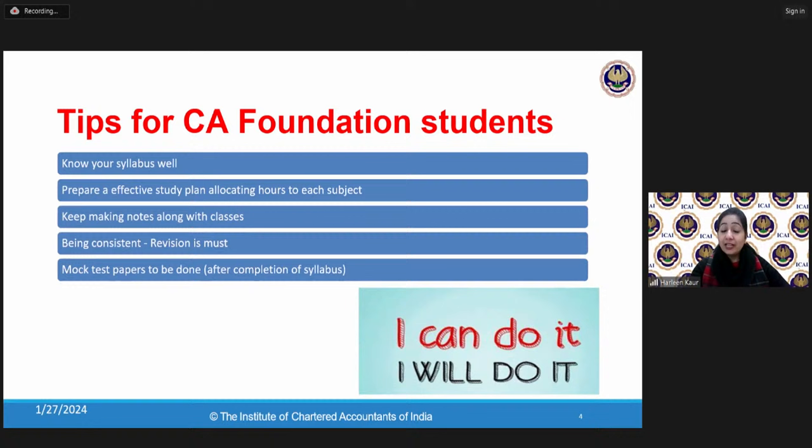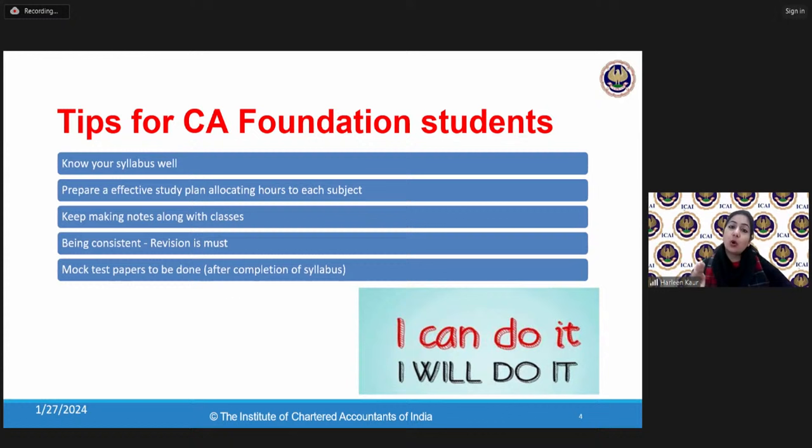Revision is a must, as we always say. And all the mock test papers, revision test papers will be taken only after completion of the syllabus. So I always tell my students, don't think that I have done one chapter today, now I'll go to the MTPs and RTPs and test my knowledge. You'll always find it very confusing and difficult. Why? Because mock test papers and revision test papers have questions from all the syllabus.